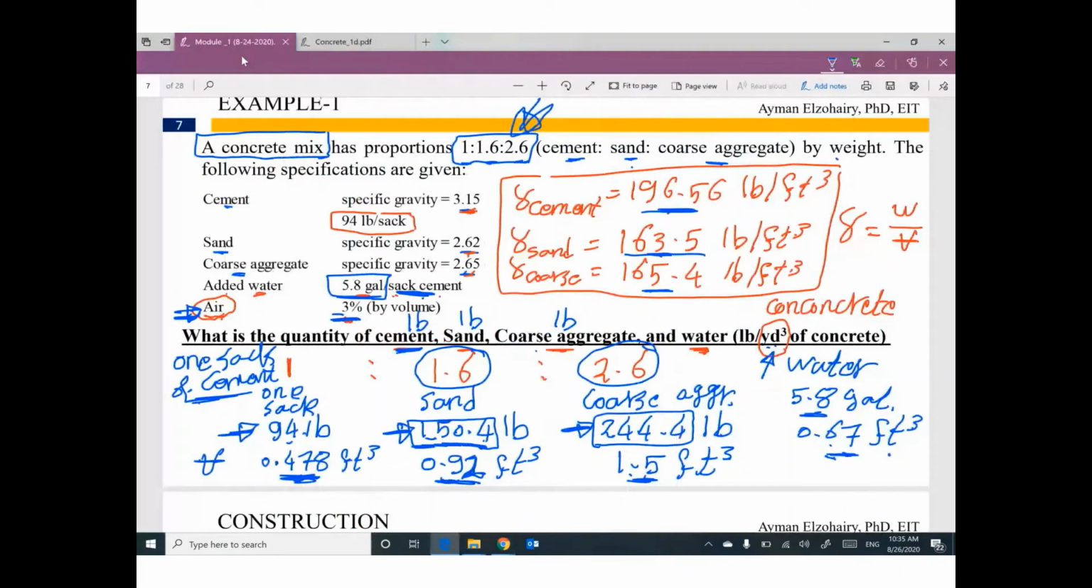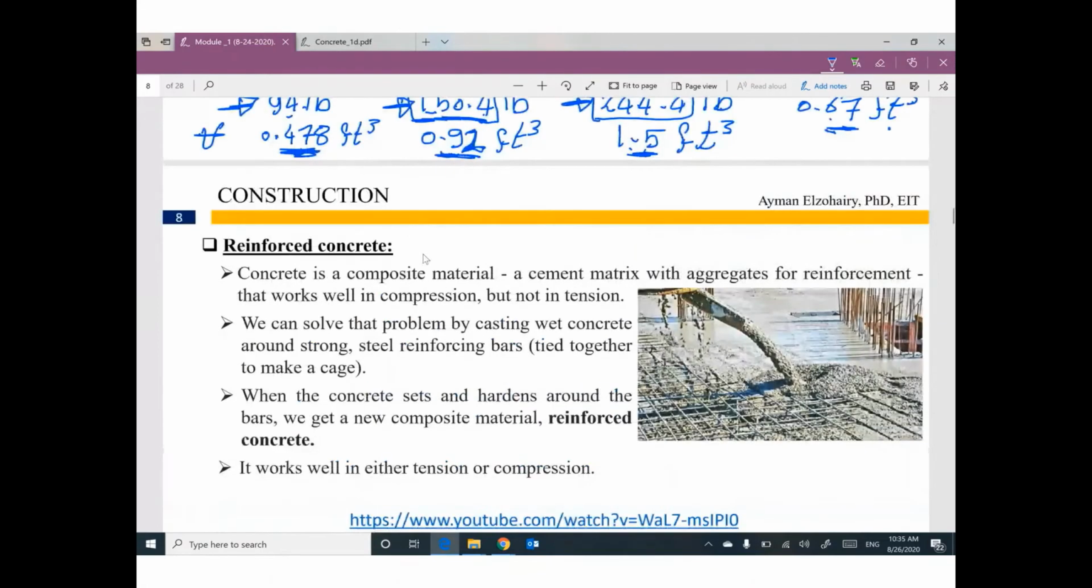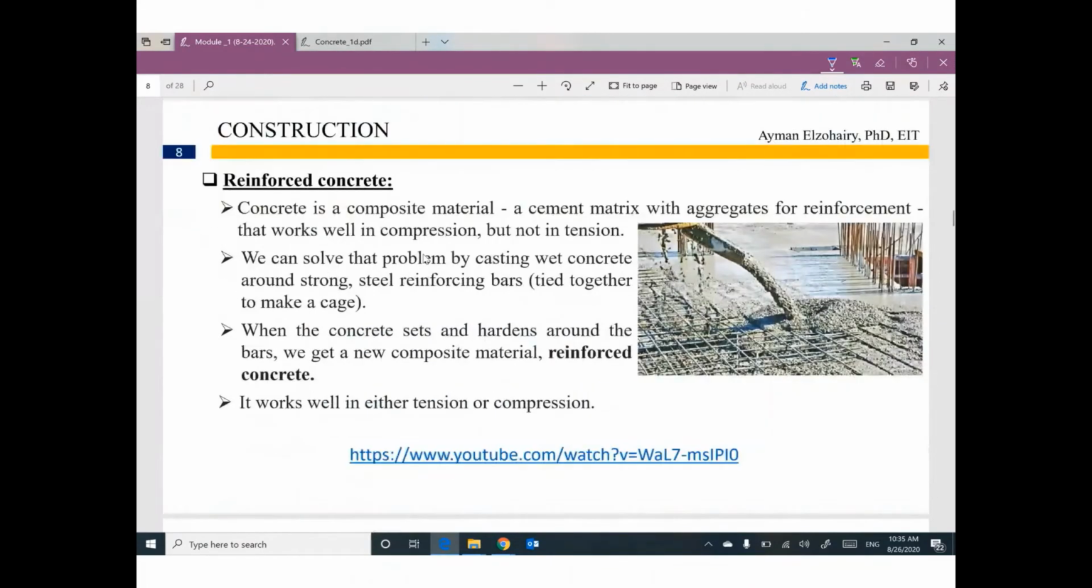So the first part we covered is plain concrete. We have only cement, sand, coarse aggregate, water. Add them together, you can produce concrete, which is called plain concrete. Sometimes, not sometimes, all the time we add another factor or another material or another component in this mix, which is called reinforced concrete.